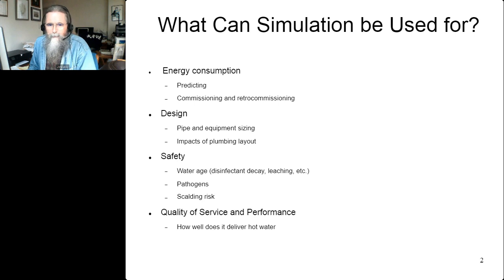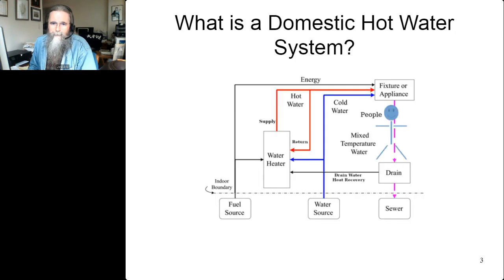So the next slide is, what is a domestic hot water system? This is a cartoon I've used for several years now. And I want to start with people, because there's no hot water use in buildings without people. I suppose there's a few cases where it is automated, greenhouses or something. The people decide what fixtures or appliances to use when.